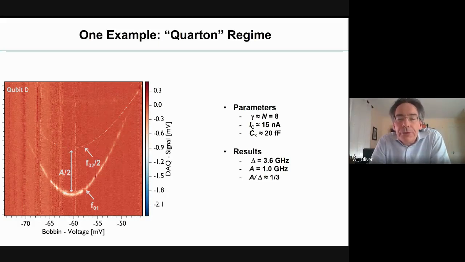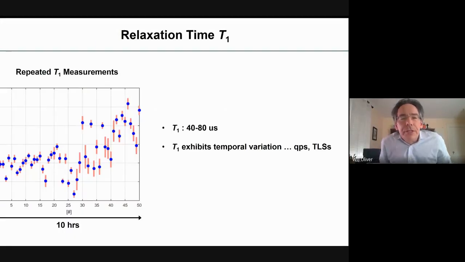But the results are: the qubit frequency was about 3.6 gigahertz, and the anharmonicity was about 1 gigahertz. So that's roughly this 1:3 ratio. Now, when we measured T1, we had expected it to be around 100 microseconds, and we got about half of that. So 40 to 80 microsecond T1, and also quite a bit of temporal variation, which can be attributed to quasiparticles, or as Google has shown, TLS is also moving in frequency.